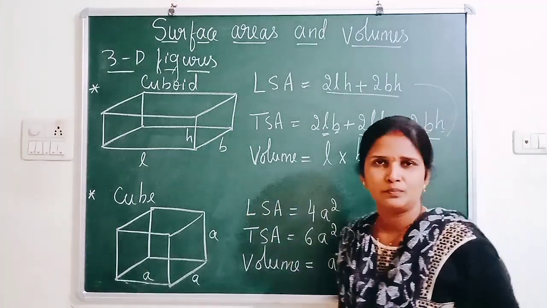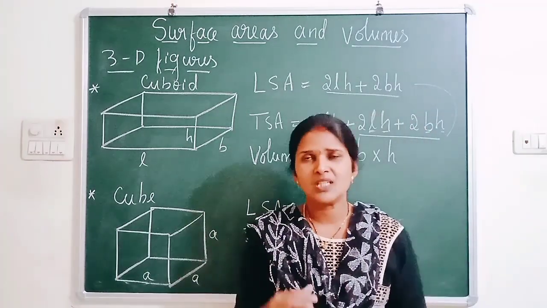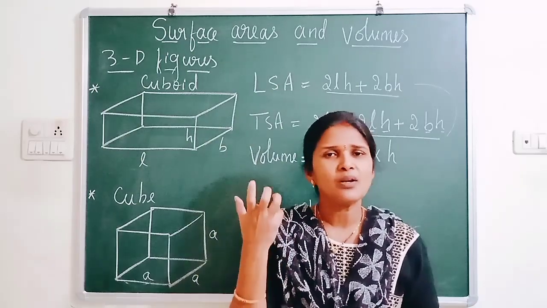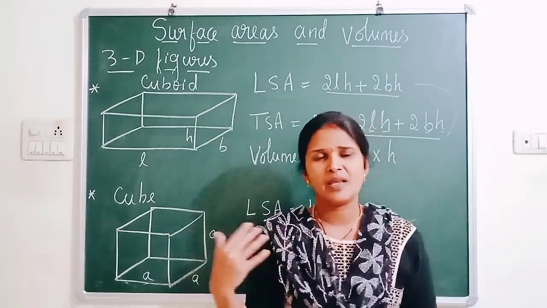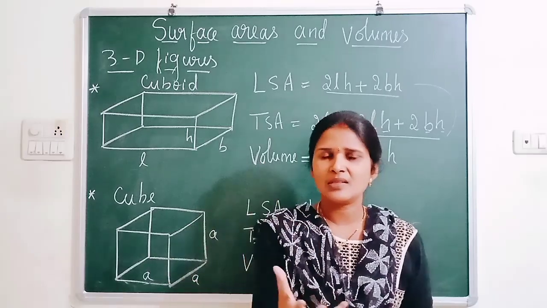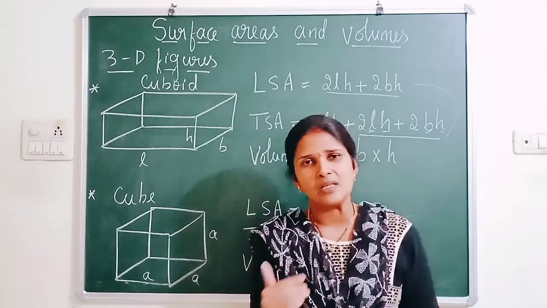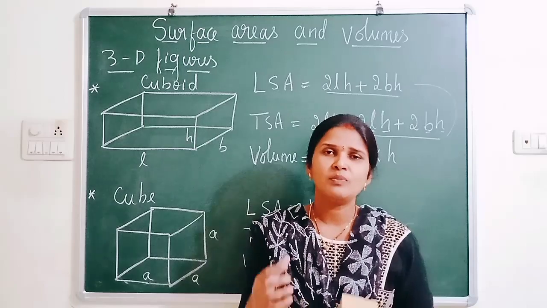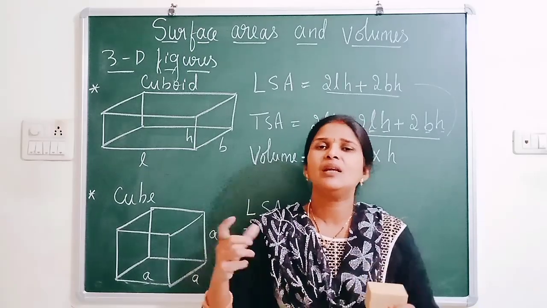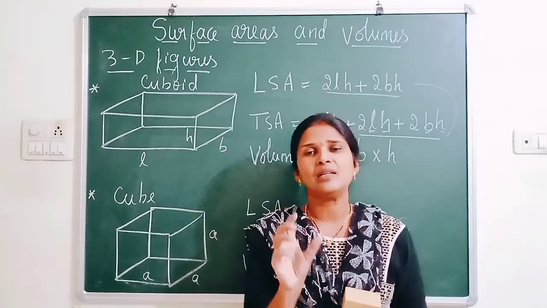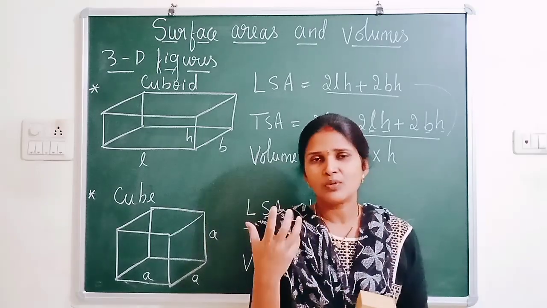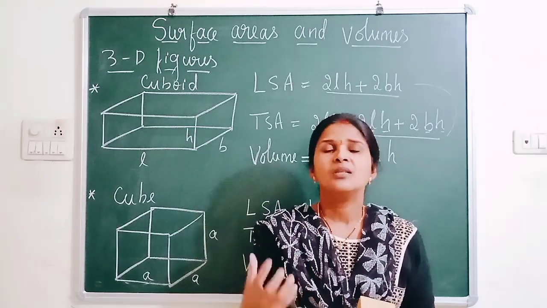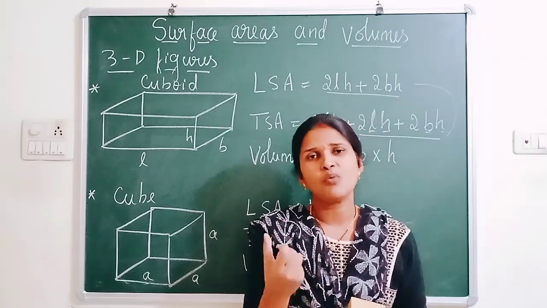Next, coming to volume. In your room, the space inside the room is nothing but volume. When we go for area, we see the walls. The area of the 4 walls is LSA. The area of 6 walls is TSA. And what is volume? Volume is nothing but capacity. When you take a liter bottle, the space inside that liter bottle is nothing but volume. Similarly, when you see a room or a hall, anything, the space inside is nothing but volume.